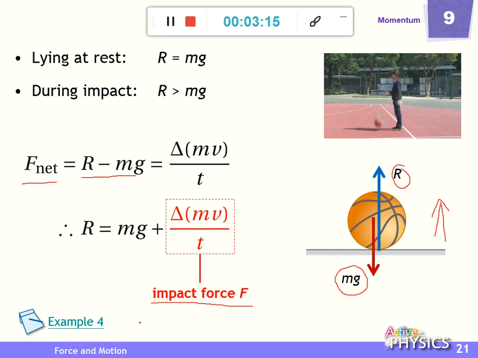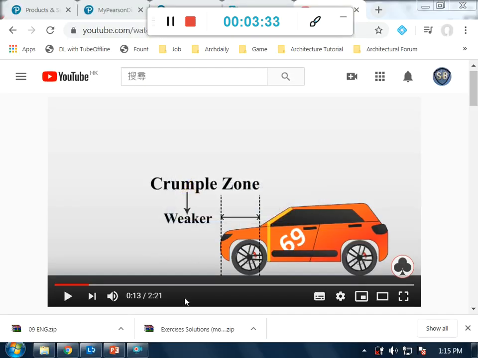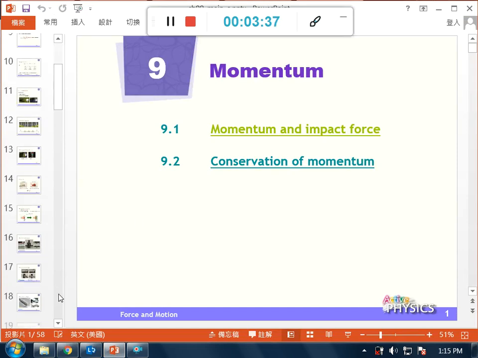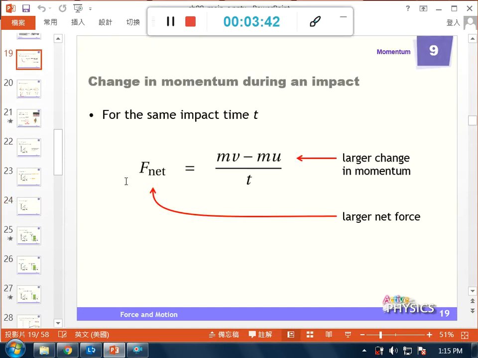Now try to look at this one. We will call this a vertical problem. For all problems related to the vertical direction, you should pay attention to the mg. Otherwise, you are wrong. Okay, now try to look at this. Okay, go back to this part.